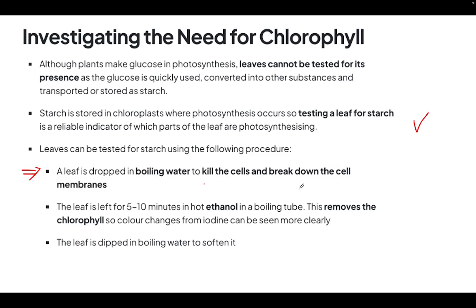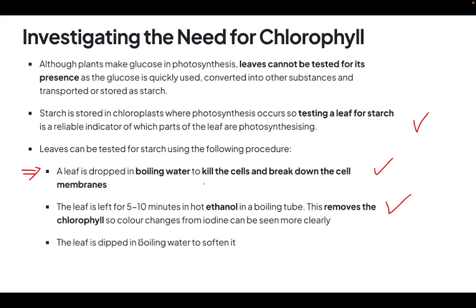That's the first thing. After that, the leaf is put in hot ethanol. Why do we put it in hot ethanol? This removes chlorophyll. Usually, chlorophyll cannot dissolve in water. That is impossible. But we put a leaf in ethanol. Ethanol, which is boiling, dissolves chlorophyll. So the first thing, we broke down the cell wall and the cell membrane in boiling water. The second thing we do, we remove chlorophyll by putting it in ethanol.